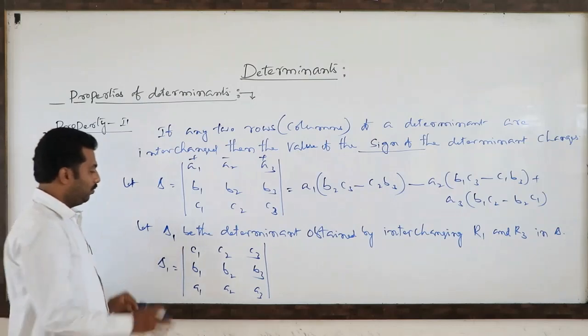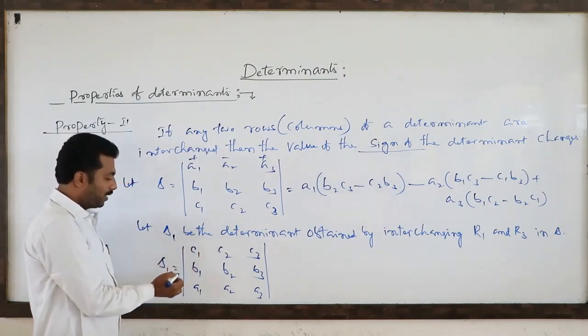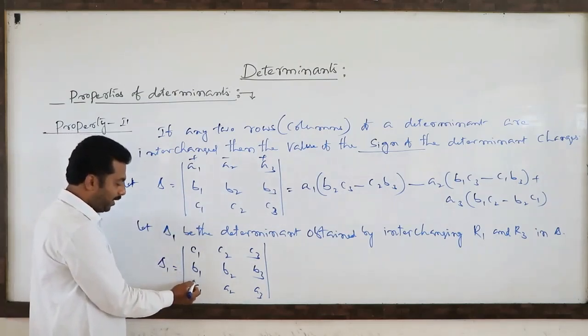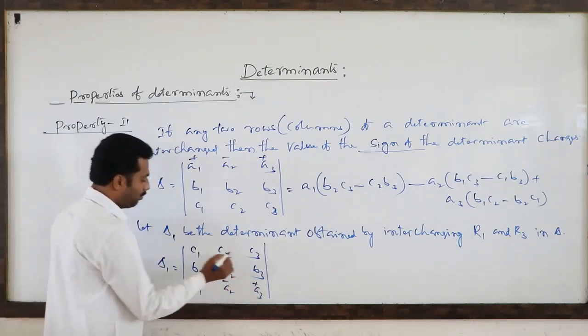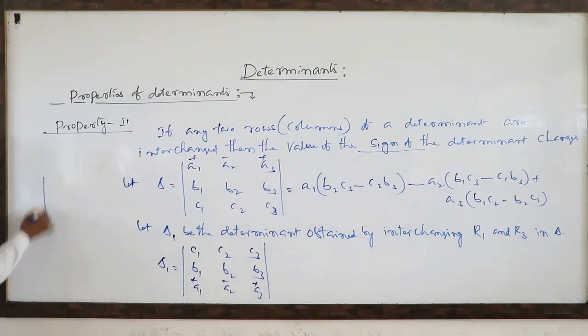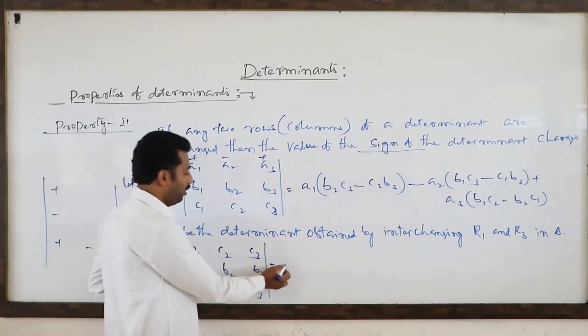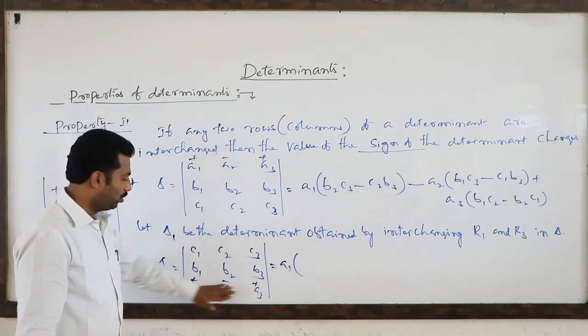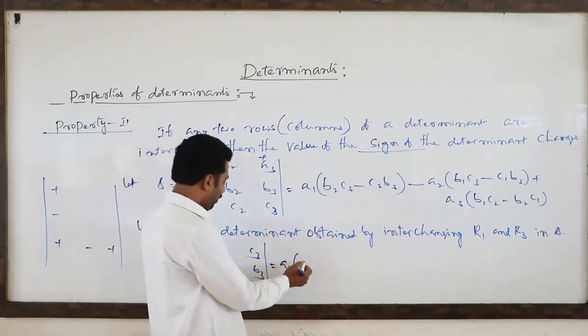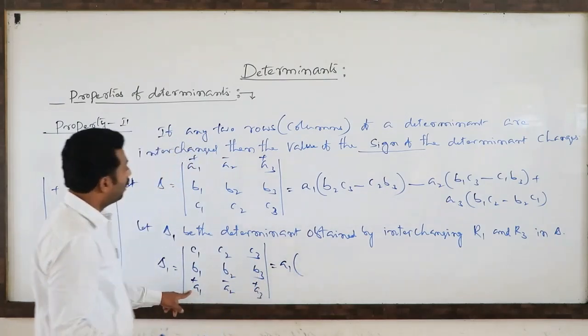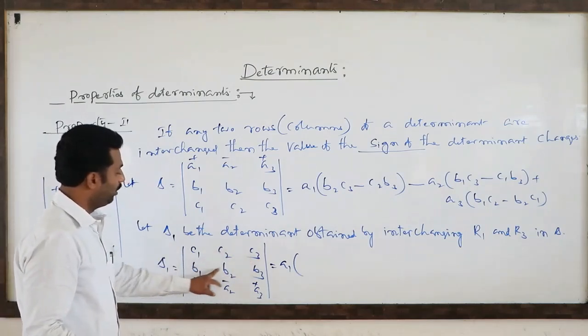Now observe. We are expanding along the third row, for identification purposes, with signs plus, minus, plus. What are the third row symbols? Plus, minus, plus. Now expanding along the third row, what do we get? This is A1 into, closing this row and this column, the minor of C1, C2, C3 and B1, B2, B3.